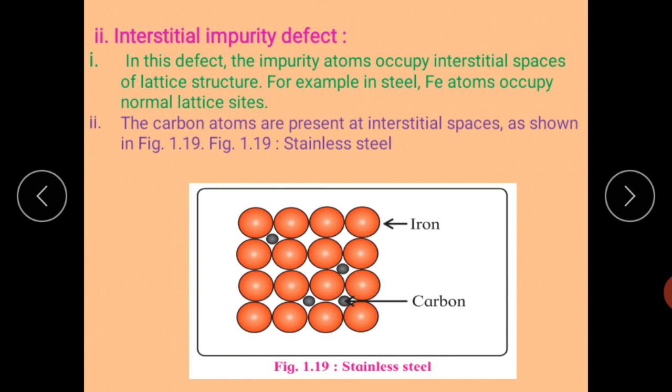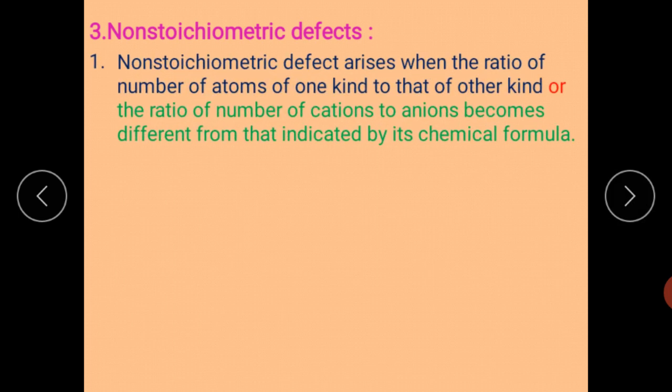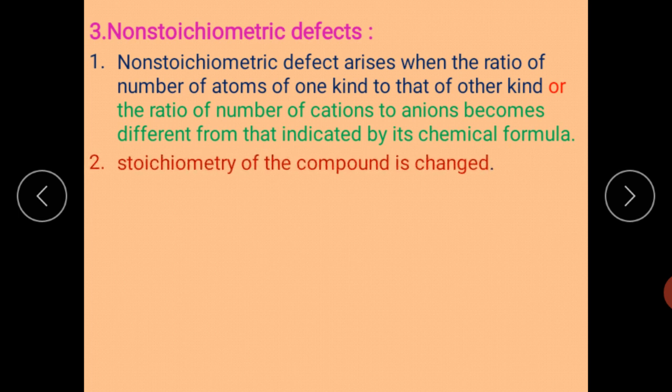Next and last classification of point defect is the non-stoichiometric defect. In this defect, the ratio of the number of cations to anions becomes different from that indicated by its chemical formula, so the stoichiometry of the compound is changed.